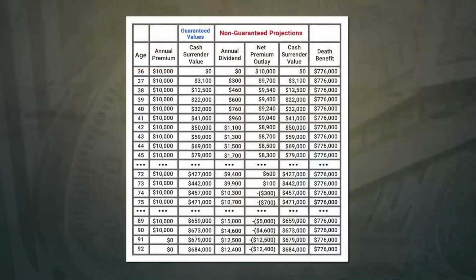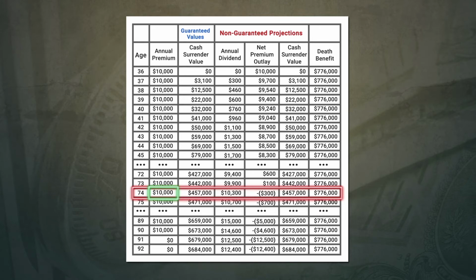Let's look ahead to age 74. Now here's something interesting that happens. The annual premium payment is still $10,000, right? Because remember, this is a policy that's paid up at age 90. So at age 74, you're still on the hook contractually to make the $10,000 payment.